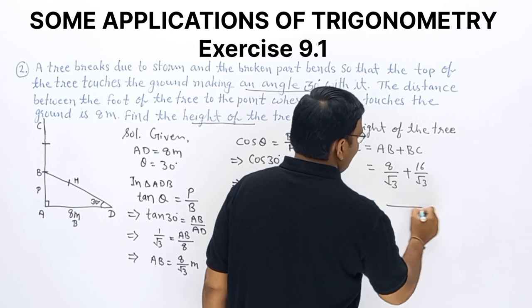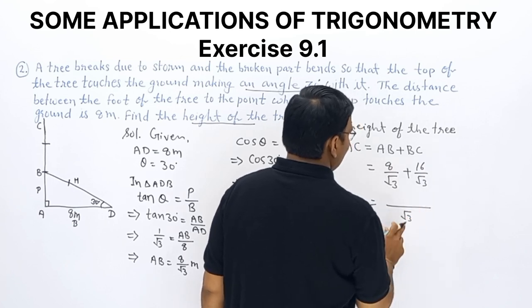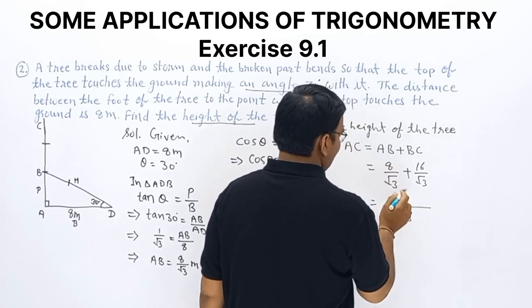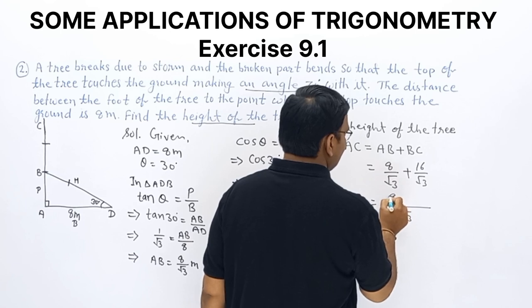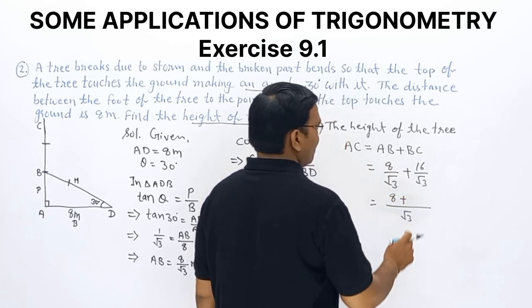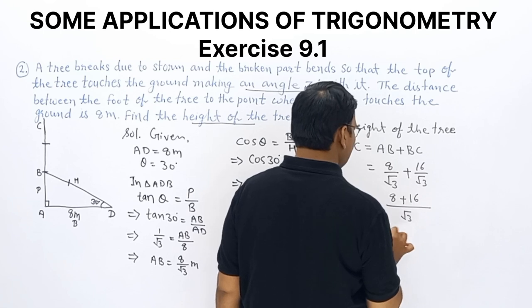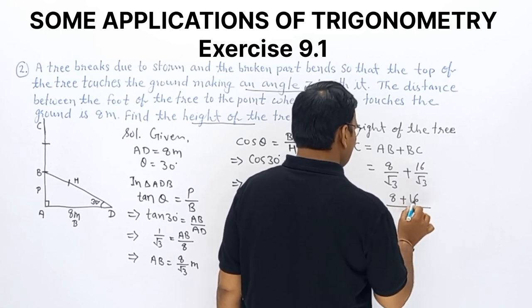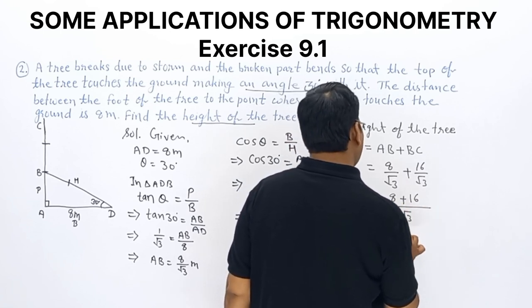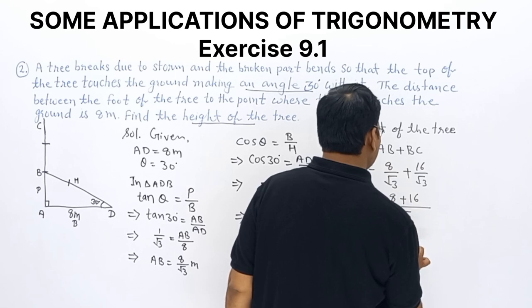Take the LCM. The LCM will be square root of 3. Multiplying, the numerator is 8 plus 16. 16 plus 8 will be 24, divided by square root of 3.